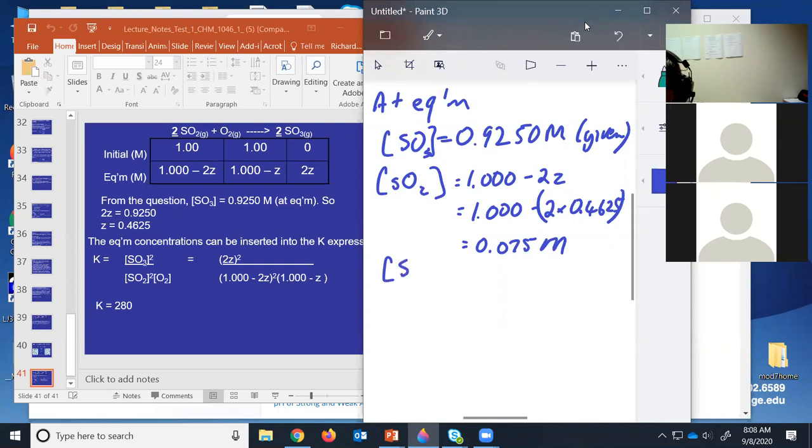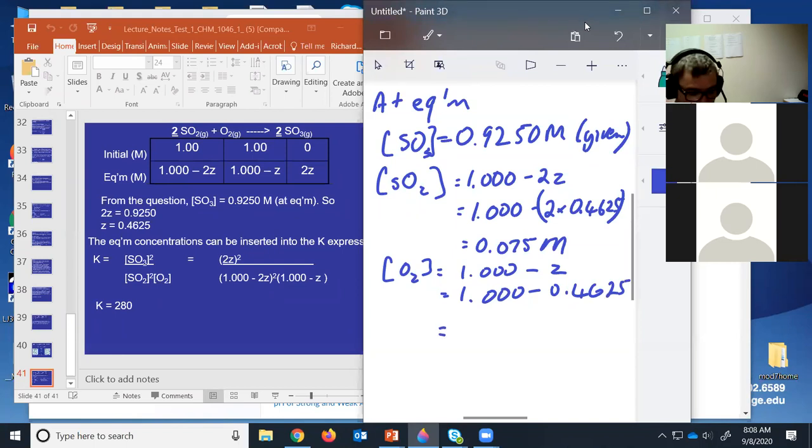Okay, so the SO3, sorry, nope, not the SO3, the O2, is 1.000 minus z minus 0.4625, which is 0.5375 molar. So now you can see how we get the K value, and the K value is going to be just from subbing in all of those different things.